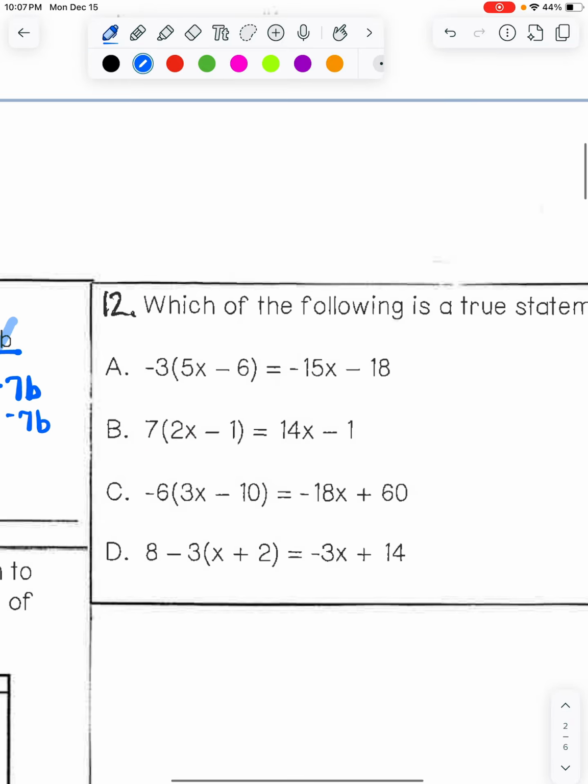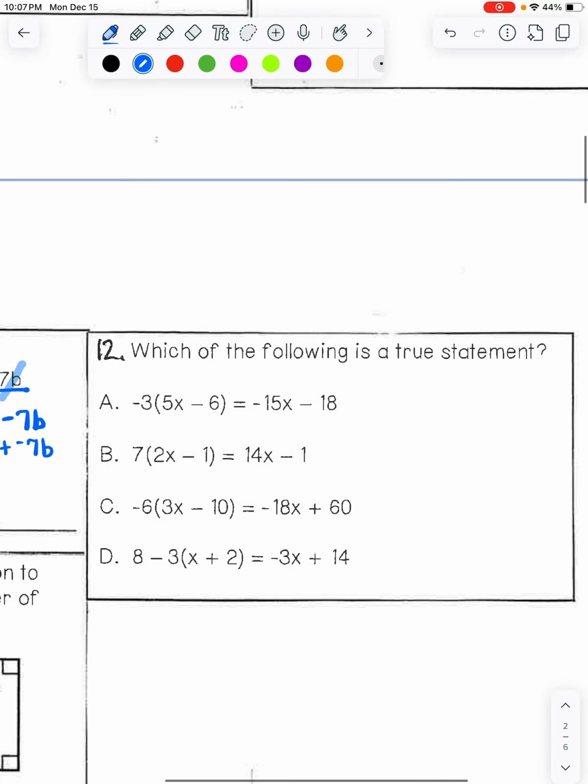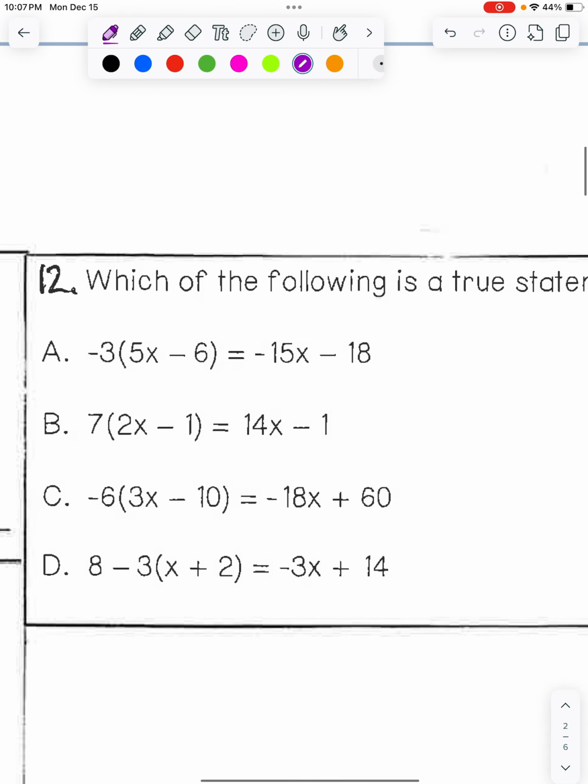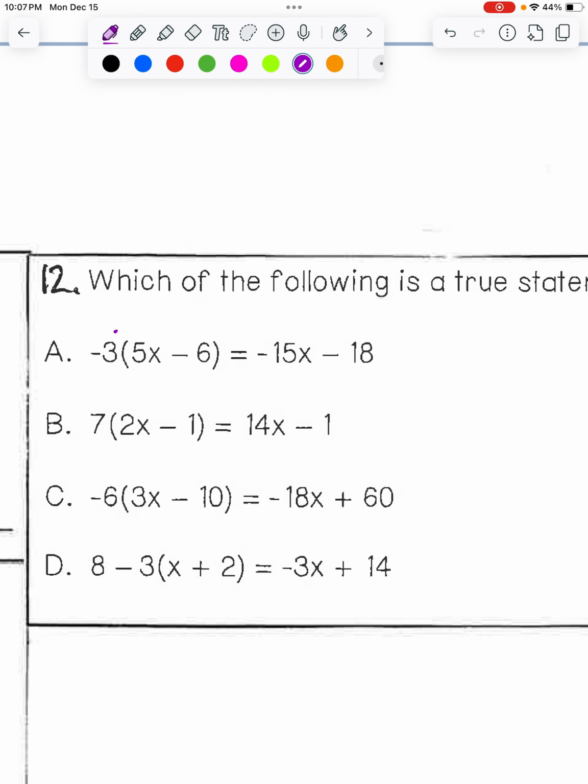Number 12 is the distributive property. It's asking which one is a true statement. So I'm just going to start at the top and work our way down. All right, A, when I multiply negative 3 times 5x, that definitely gives me negative 15x. That's great. However, when I do negative 3 times negative 6, that should be a positive 18, and that's a negative 18. So that is incorrect. So A is not a true statement.